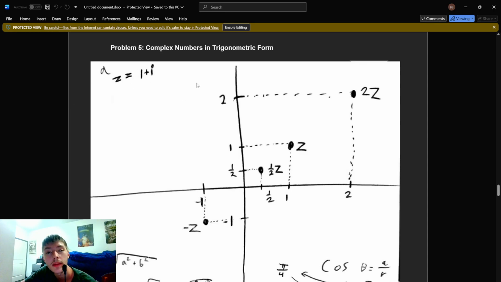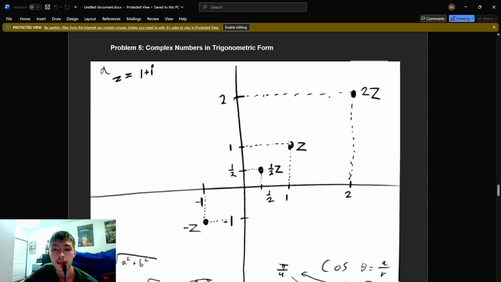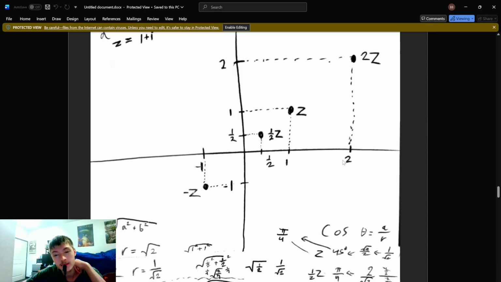We have the complex number plane. The z right here is the normal one. By multiplying by 2, you scale it up by 2 in this direction. By multiplying by -1, you reflect across the origin and put it the same distance, just on the other side. If you multiply by 1/2, you just shrink it by 1/2.